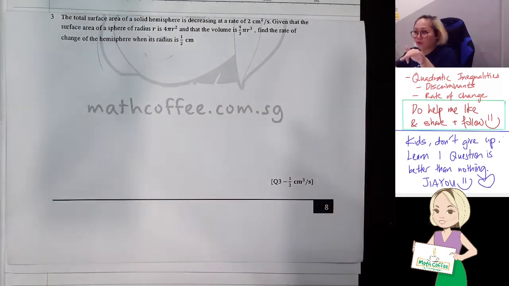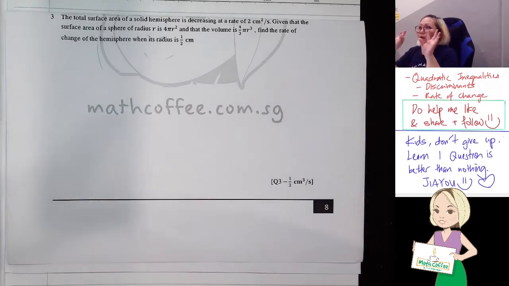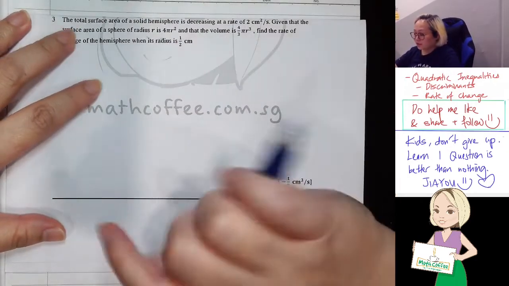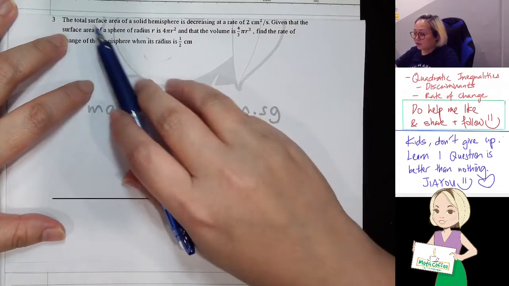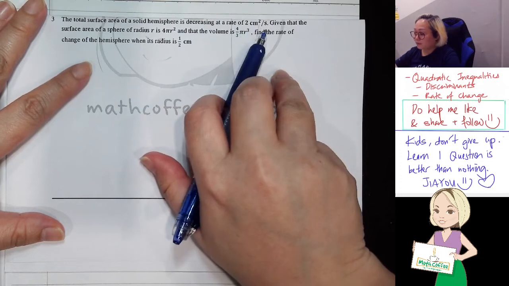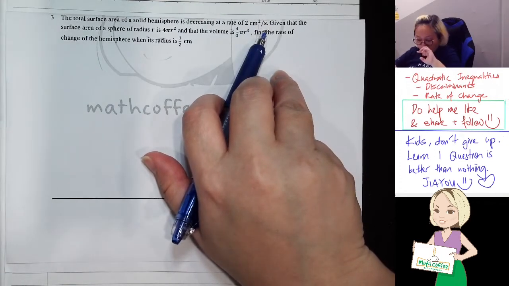For question 3, the tough part is, later you will see that the formula that I relate, okay, your changing subject must be very strong. Okay, making the subject must be very strong. So let's take a look. Question 3. The total surface area of a solid hemisphere is decreasing at the rate of 2 cm square per second.